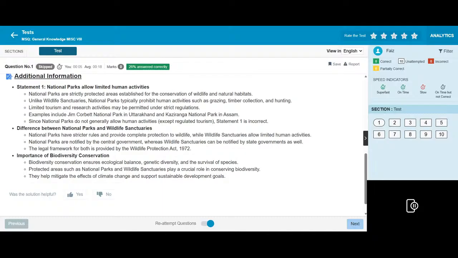Biodiversity conservation ensures ecological balance, genetic diversity, and survival of species. Protected areas such as national parks and wildlife sanctuaries play a crucial role in the conservation of biodiversity. They help mitigate the effects of climate change and support sustainable development goals.